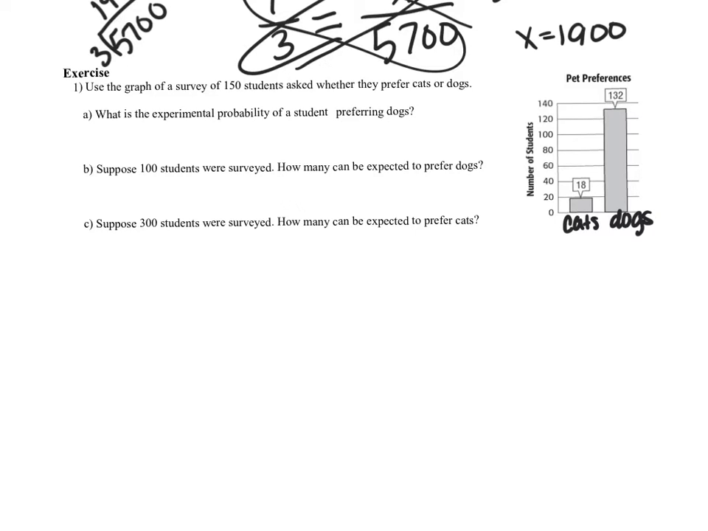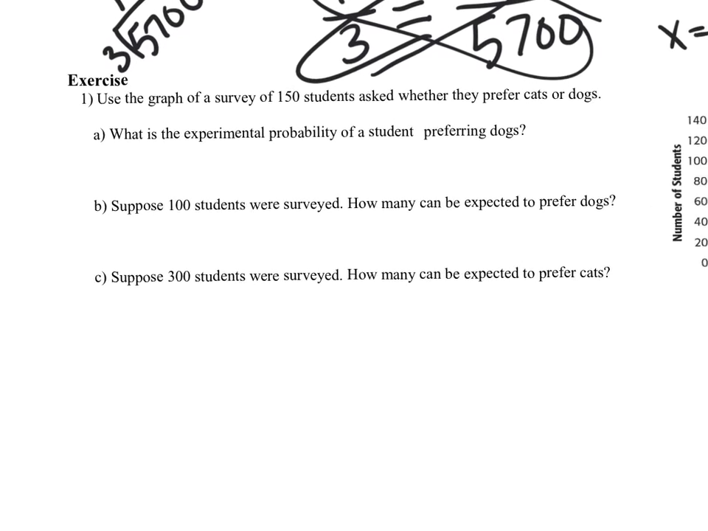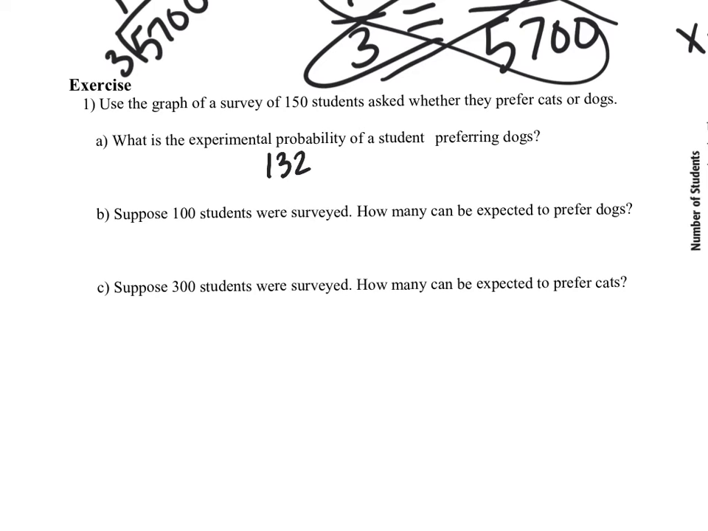Okay, so what is the experimental probability of a student preferring dogs? Well, the experimental is 132 out of 150, because there's 132 people that liked it out of 150 surveyed. So we're going to have to simplify that, okay? So you can divide by 2.